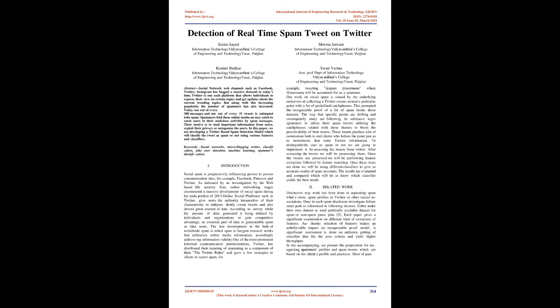According to survey, while the amount of data generated is being utilized by individuals and organizations to gain competitive advantage, an essential part of data is generated by spam or fake users. The fast development in the bulk of worldwide spam is relied upon to bargain research works that utilization online media information, accordingly addressing information validity. One of the most prominent informal communication administrations, Twitter, has distributed their meaning of spamming as a component of the Twitter rules and gave a few strategies to clients to report spam.